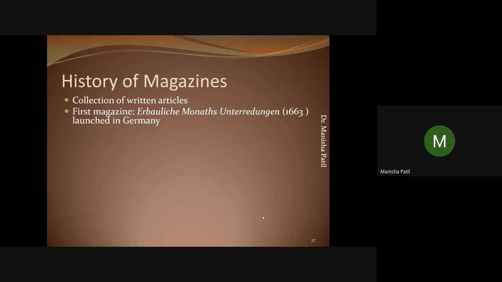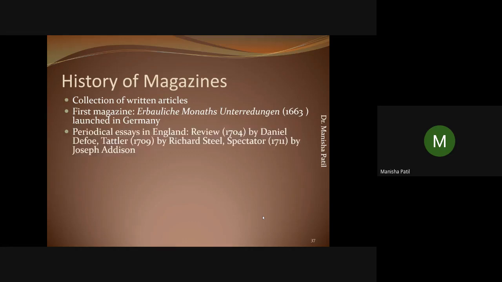First magazine in the year 1663 launched in Germany. Then we come to England. Periodical essays in England include Review in the year 1704 by Daniel Defoe, Tatler in the year 1709 by Richard Steele, and Spectator in 1711 by Joseph Addison.